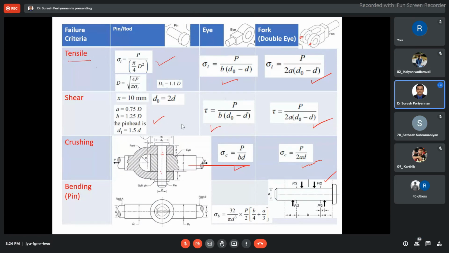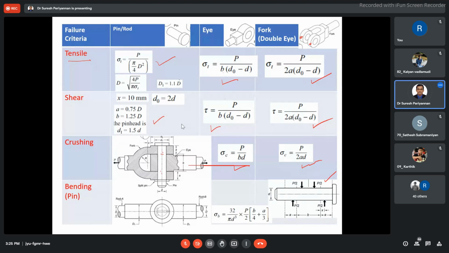Now, in the knuckle joint, we are using three main components: knuckle pin, eye, and fork end. The fork end, the other name is called two eye. And this joint is also called forked pin joint.